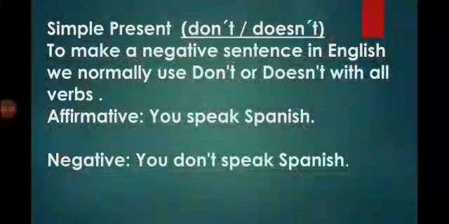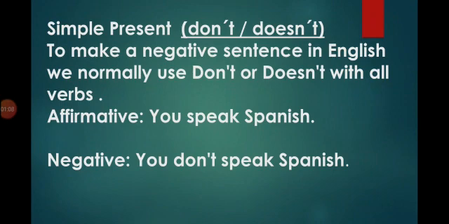Okay, let's start. Open your class book, page 53. We want to take a grammar that's talking about don't and doesn't. This is the simple present. To make a negative sentence in English, we normally use don't or doesn't with the verbs. And there are some rules to use these two words.